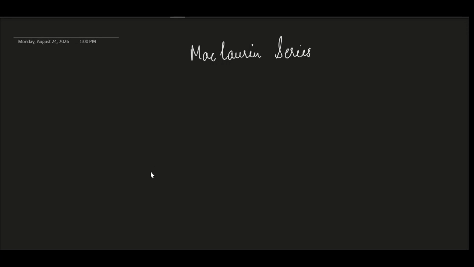This is Aishani, and today we'll be learning about a very important IB math concept, which is the Maclaurin series. Before understanding what the Maclaurin series actually is, we need to know why we use it. What is the purpose of a Maclaurin series? What a Maclaurin series does is it takes a complicated function and turns it into a polynomial.